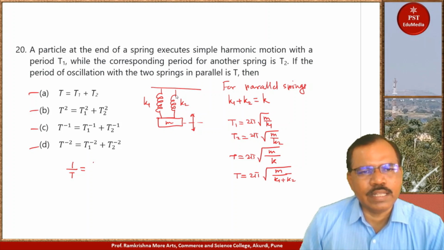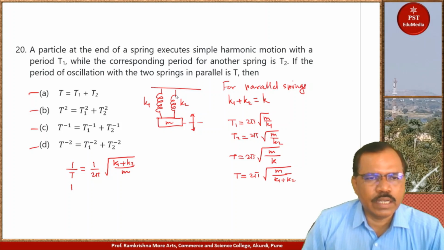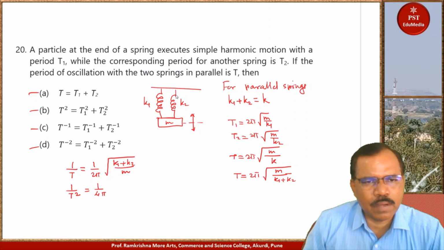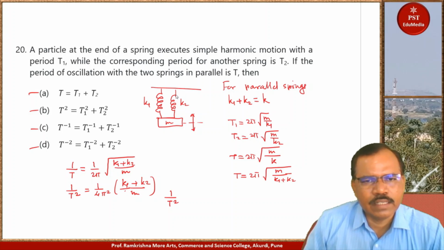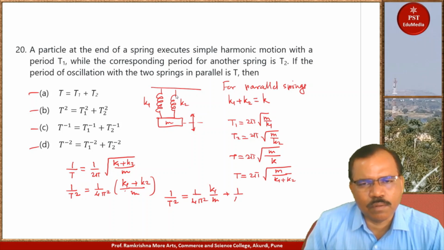So we'll get 1 upon T. It is 1 upon 2 pi under root K1 plus K2 upon M, and square. So we'll get 1 upon T square is equal to 1 upon 4 pi square in bracket K1 plus K2 by M. So we get here 1 upon T square is equal to 1 upon 4 pi square K1 upon M plus 1 upon 4 pi square K2 upon M.